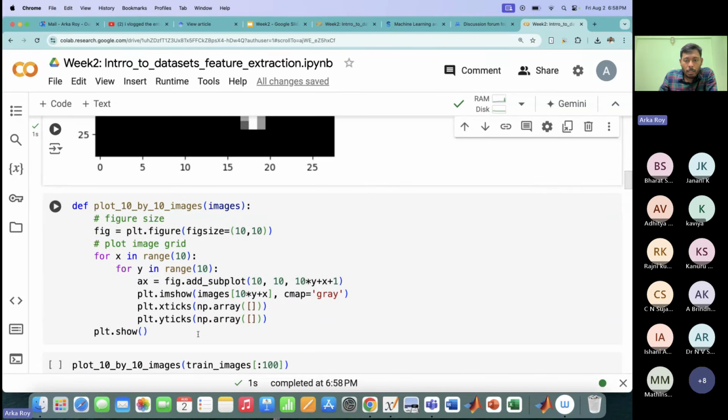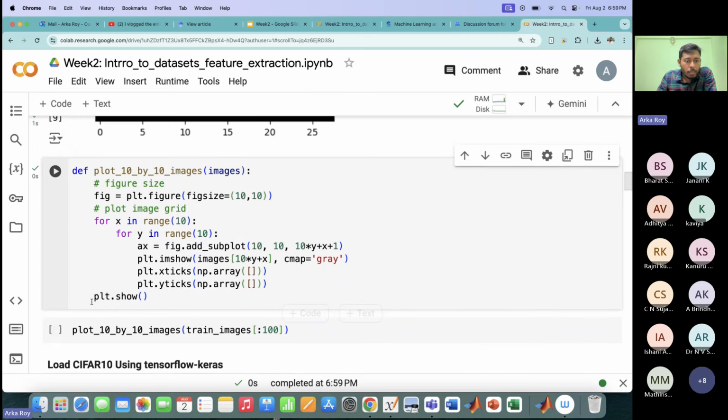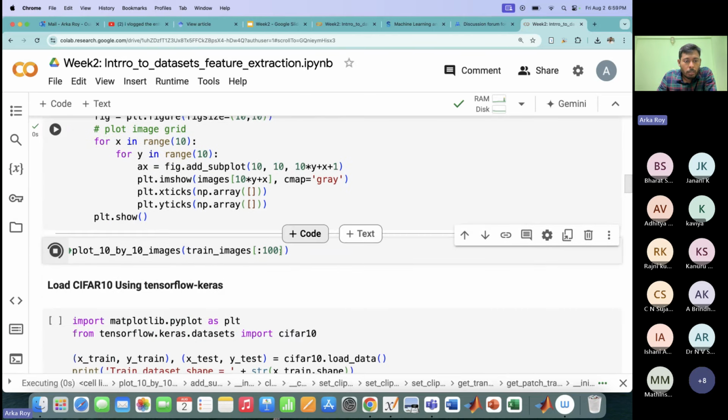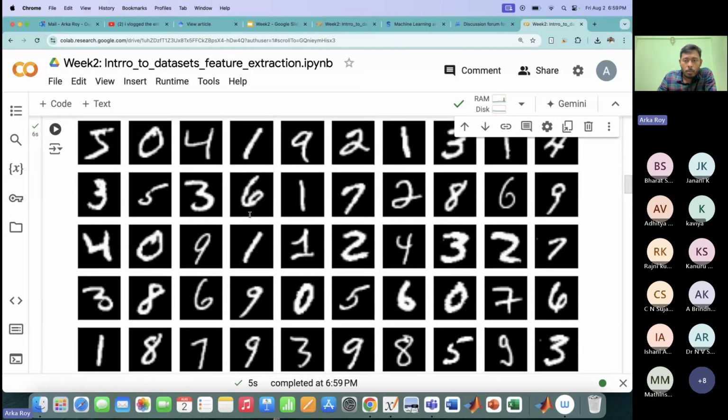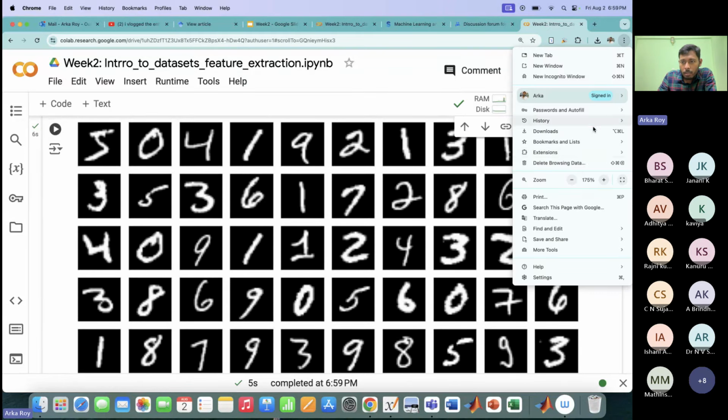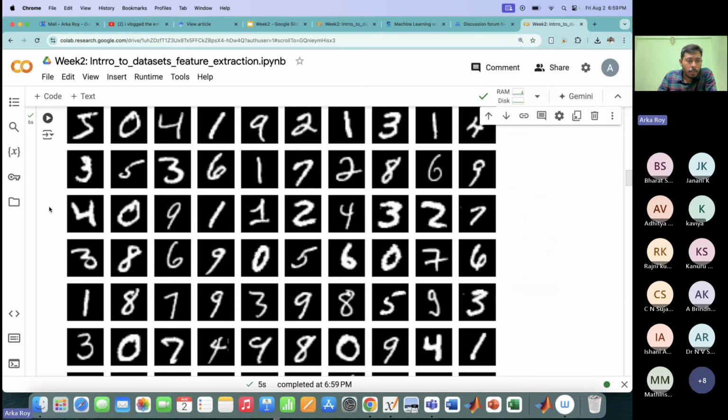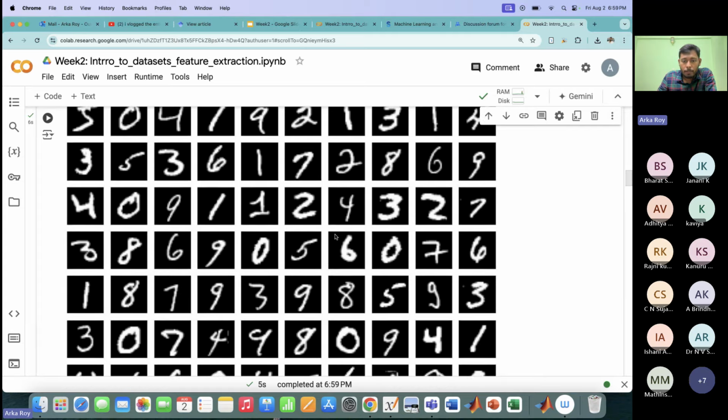So this is a custom function to plot a 10 by 10 grid. I want to plot 100 images, so there will be 10 rows and 10 columns to place all those 100 images, because 10 times 10 is 100. So I just run it. It will show me different, randomly taken images. You can see that this is what this particular dataset looks like. If I just scale it down, yeah, it comprises the images of 0 to 9.